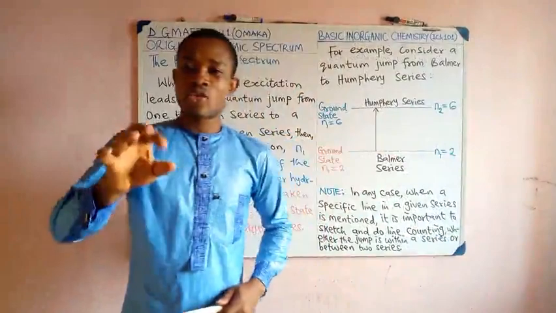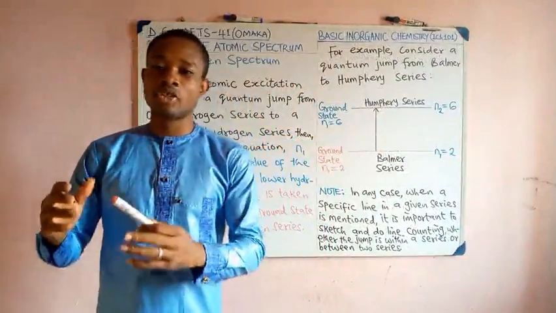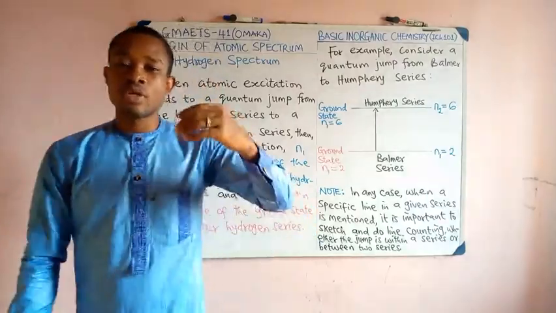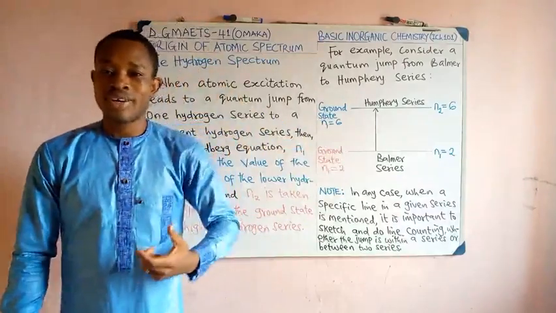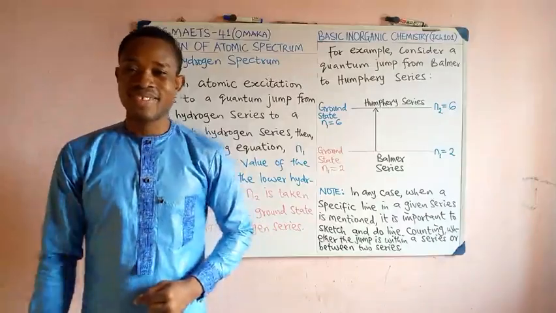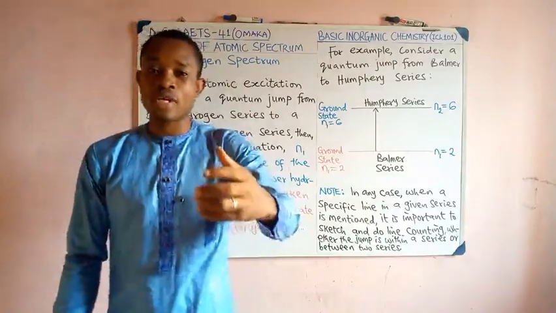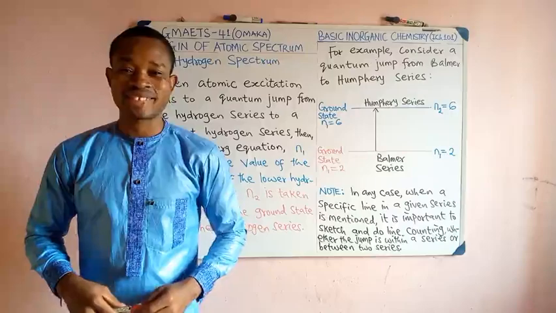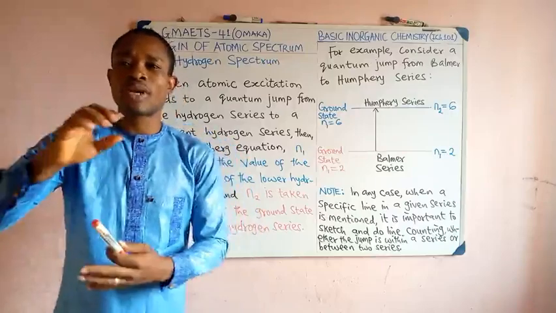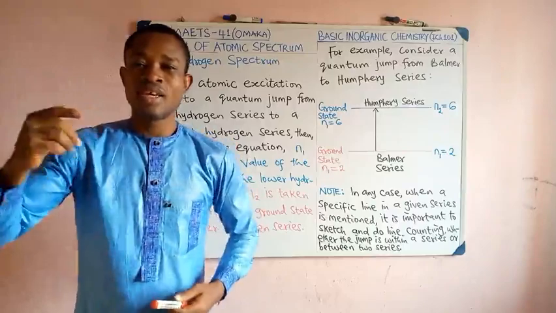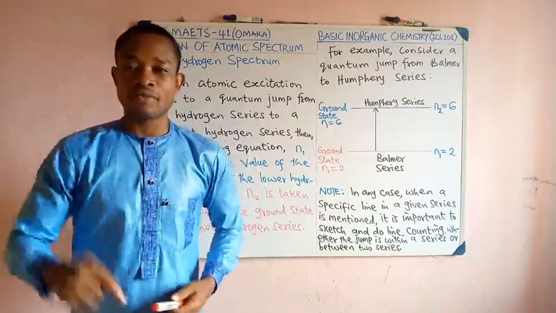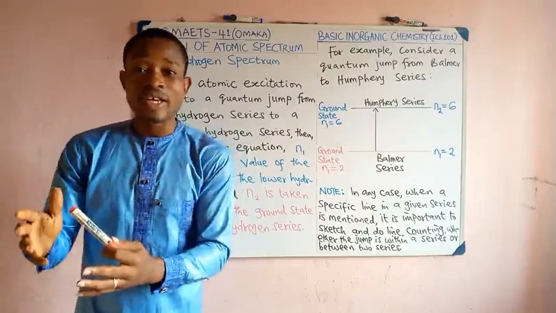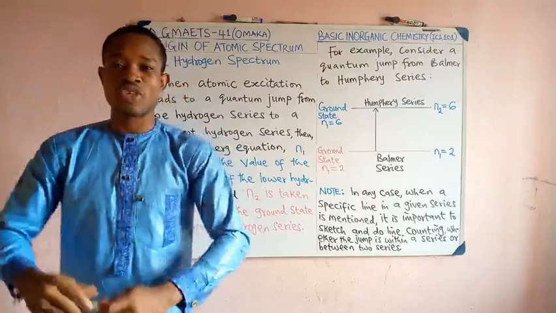In the previous video, we considered a situation where an electron jumps from, let's say, the ground state of a particular hydrogen series to any higher energy level in that same series. In such a case, the line where it jumped to is specified, jumping from the ground state. So we have to count the position of the line to help us determine the higher quantum number level, N2. Take note, the jump is exhibited in a particular series.